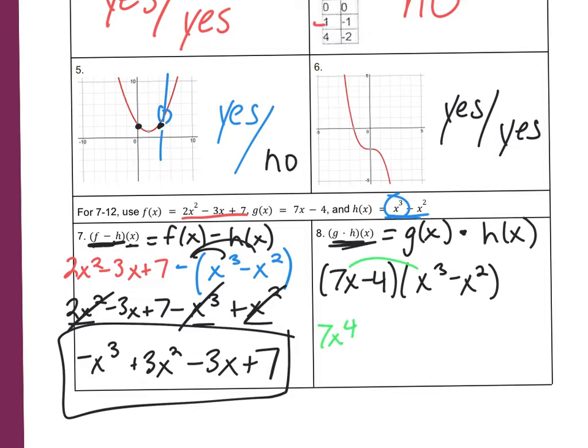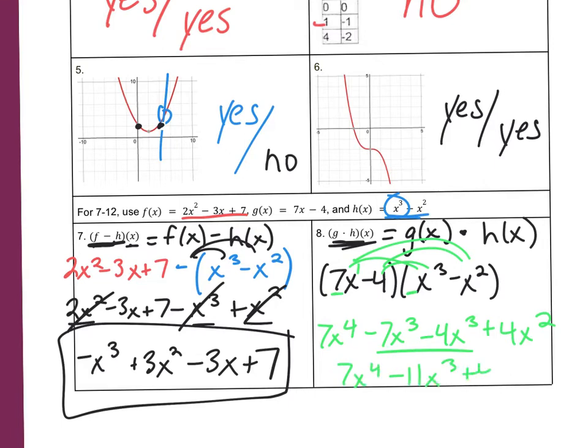Again, when you multiply two things together, you multiply the coefficients, add the exponents. So this is the same as x to the 1st plus x to the 3rd would be x to the 4th. Okay? And then 7x times negative x squared is negative 7x cubed, negative 4x cubed, positive 4x squared. Combine like terms. 7x to the 4th minus 11x cubed plus 4x squared. That's my answer.